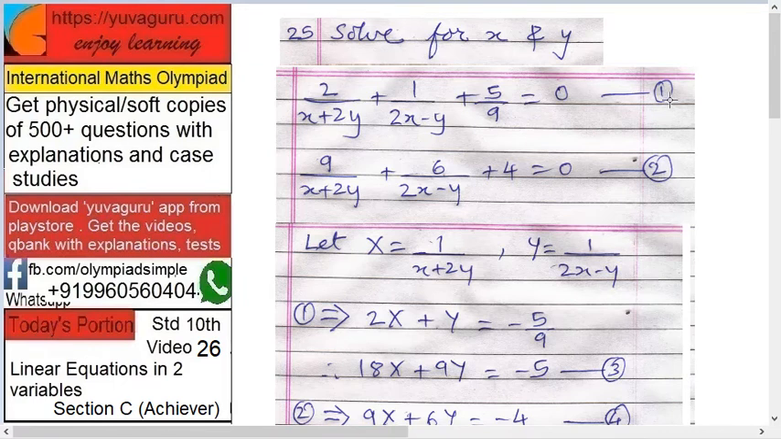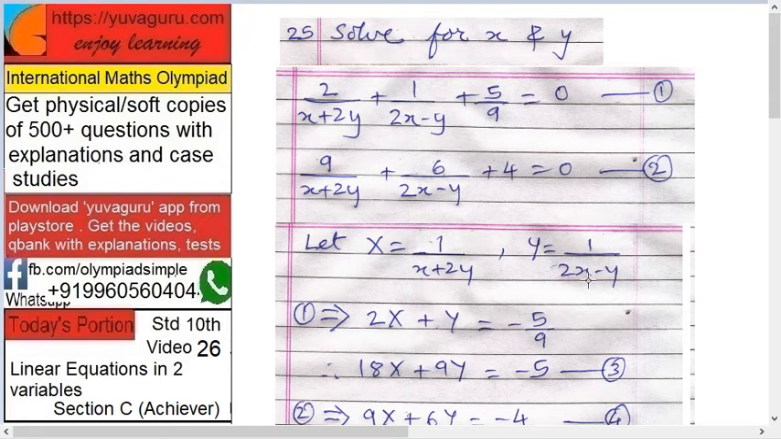So equation 1 becomes what now? Therefore equation 1 becomes 2 into capital X plus capital Y equals to minus 5 by 9. Getting it? Take 9 on the other side. You get 18X plus 9Y equals to minus 5. Make this equation number 3. Check what we have done. How did this 2X come? Because capital X is 1 upon x plus 2y, so this will be 2X then.